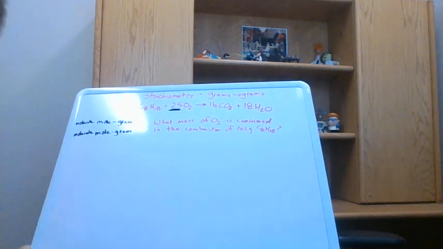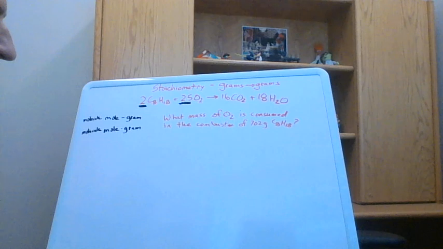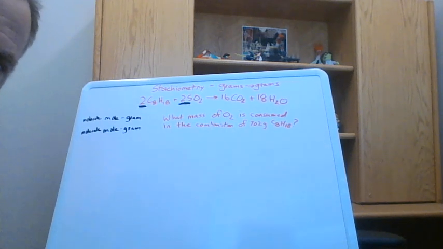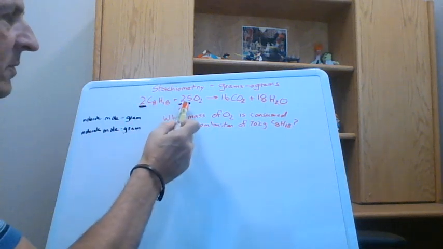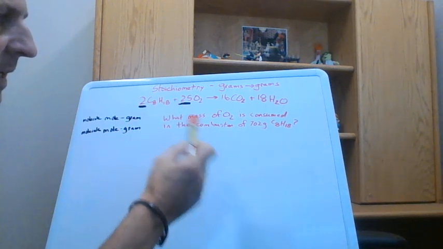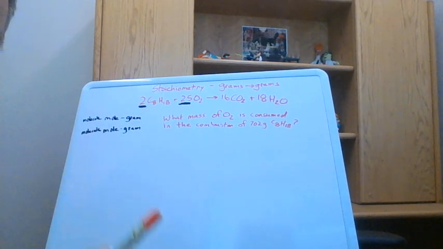So in the stoichiometry problem, again, we're going to convert from grams of one substance in a balanced chemical equation to grams of something else. And remember, these stoichiometric coefficients give you the relationship of moles of everything within the equation, and they allow us to go from one mole map to another.